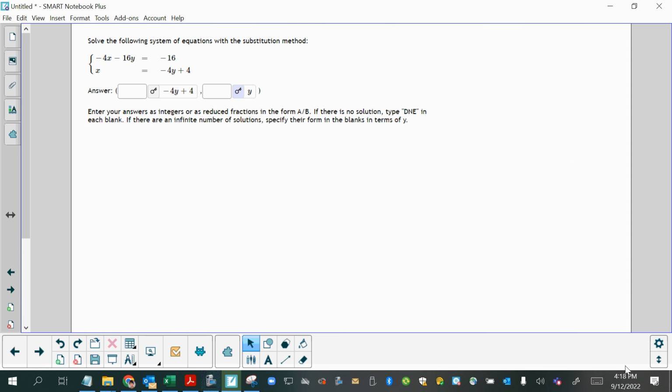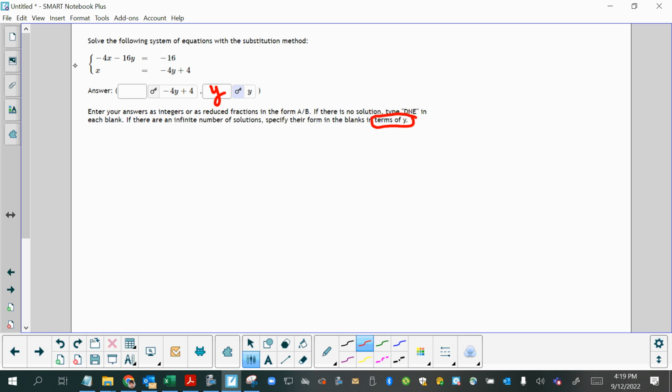Okay, here's my new example. You can see that it has changed a couple of ways, but one of the big things to notice is that it says to give your answers in terms of y, whereas the last example said in terms of x. So if these two equations simplify to the same thing, then y will be the answer for the second box, and whatever the relationship is between x and y will be expressed in the second box, only involving y. So in other words, you solve for x.